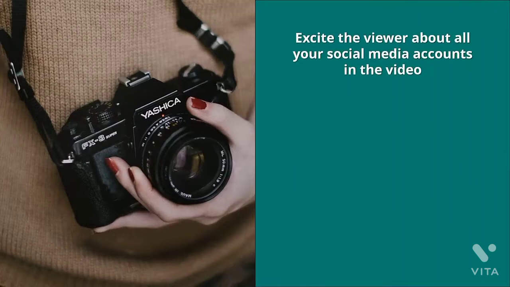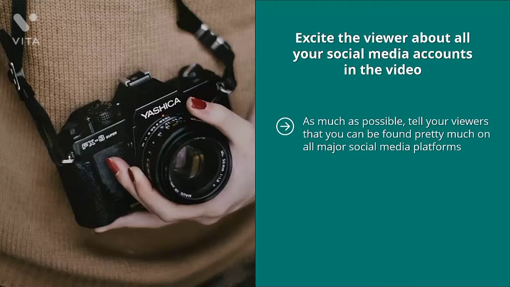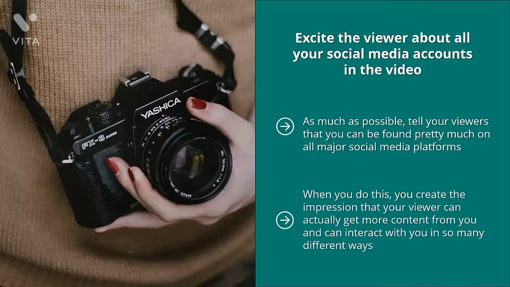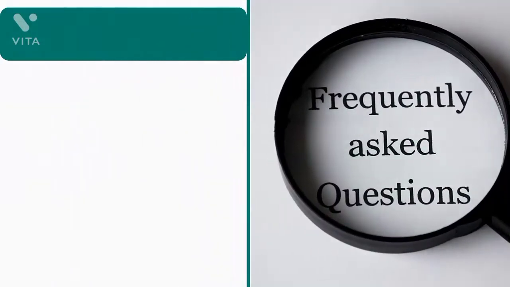Excite the viewer about all your social media accounts in the video. As much as possible, tell your viewers that you can be found pretty much on all major social media platforms. Show icons of your Twitter, Instagram, Pinterest, Google+, and Facebook pages. When you do this, you create the impression that your viewer can actually get more content from you and can interact with you in so many different ways. You're not just on YouTube.